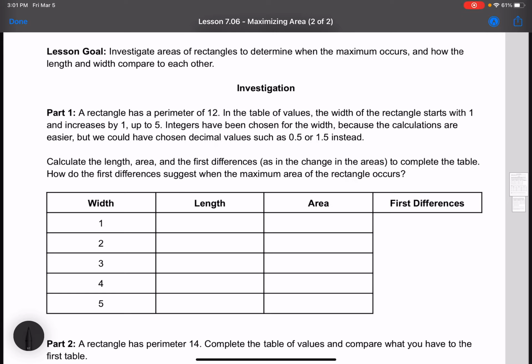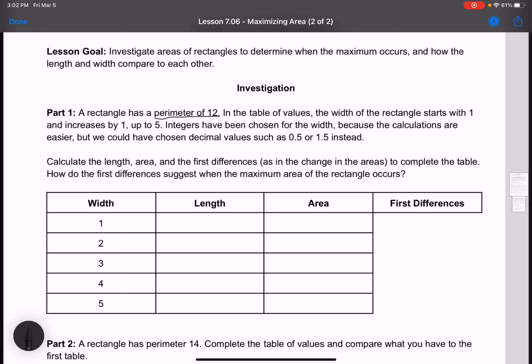Okay, so what we're going to do is investigate different areas of rectangles, and see how the length and the width compare to each other and what that means for the area of the rectangle. So in this first example, I'm going to have you investigate a rectangle of perimeter 12. It's really important that we keep that perimeter constant as we check different values of width and length.